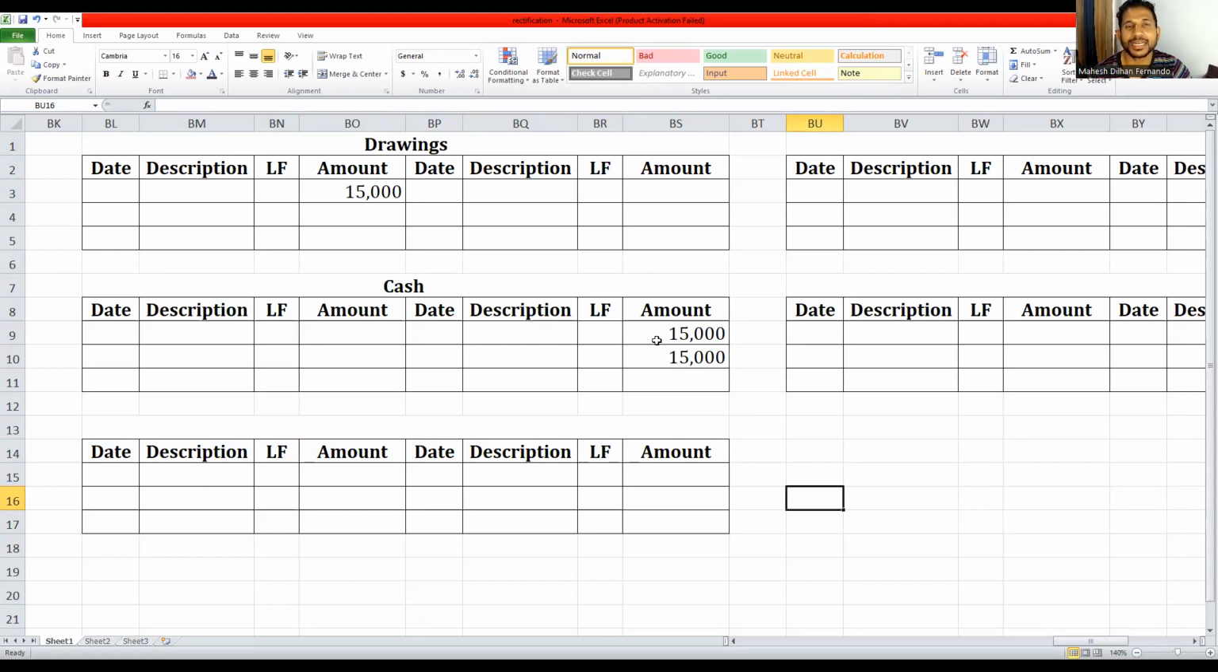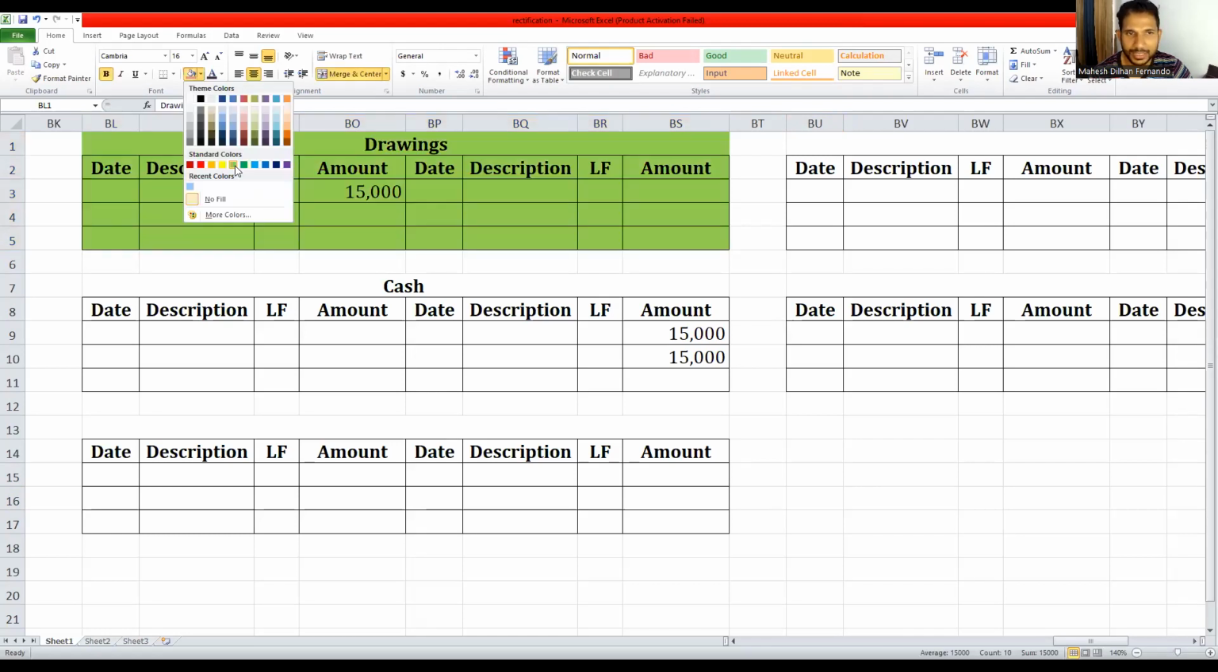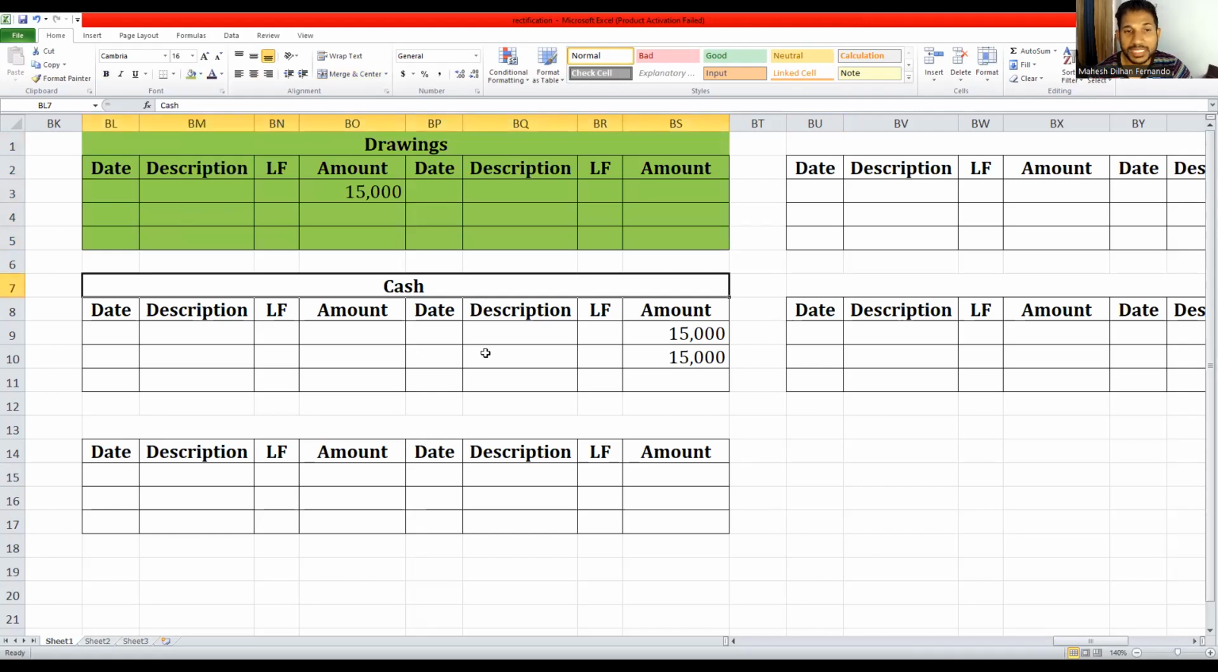What is the green color account? Can someone tell? Which account is correct? Drawings is correct. The drawings account is right. So we have a mistake in the cash account now.